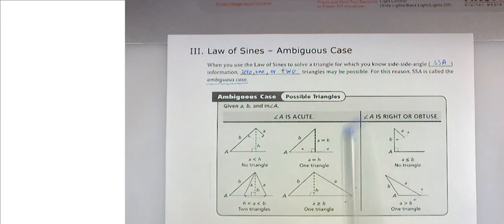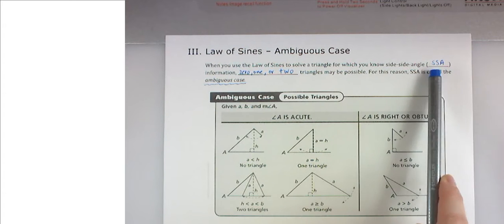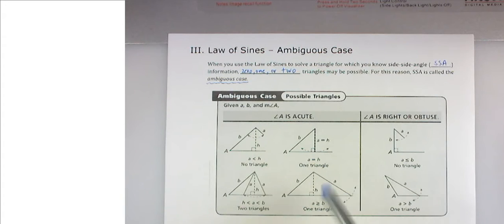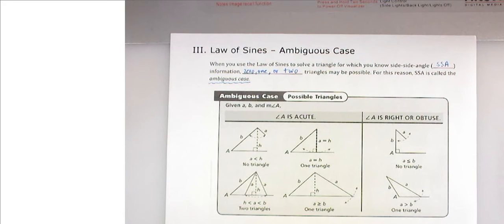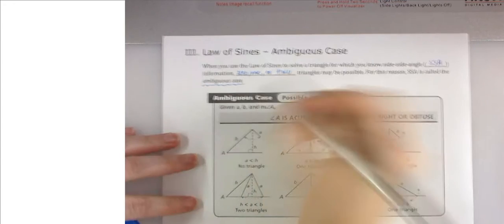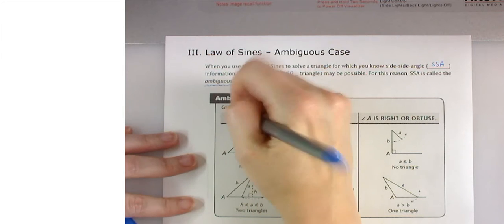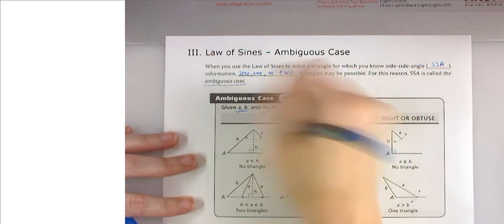So if you're given two side lengths and then an angle, you need to use the law of sines to solve the triangle, and then you can also use this chart to find your possible cases. So this is when you're given side a, b, and angle A. That's what all of these represent.